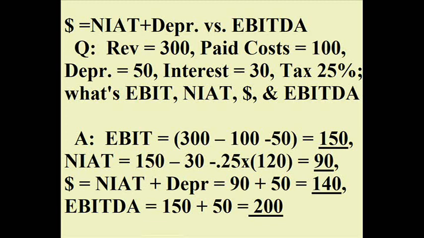Now the cash flow is taking the net income after tax, that's the bottom line figure, adding back the depreciation, maybe some accruals if they exist. In this case we have 90 plus the 50 is 140. Now the EBITDA, you take the EBIT and add back the depreciation, that was 150, 50 is 200. Notice the difference between those two numbers, 140, 200 is 60, and notice that 60 was comprised of 30 for the interest and the other 30 in the tax.